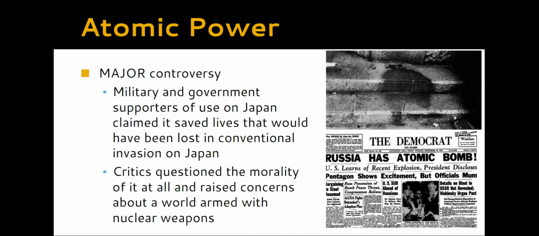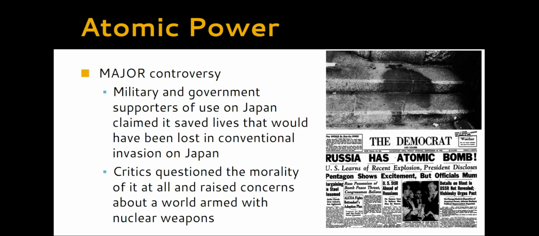Another obviously huge controversy is the use of atomic weapons. A lot of people make the argument that the United States had no choice. They would use it on Japan because they knew the astronomical amount of casualties that would be incurred on both sides should the United States actually invade Japan.